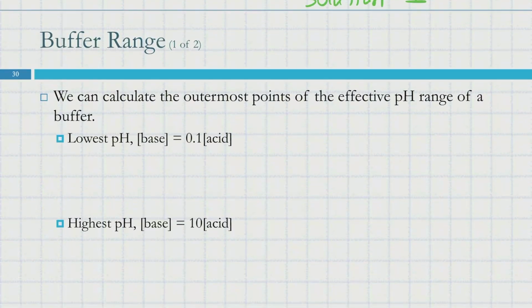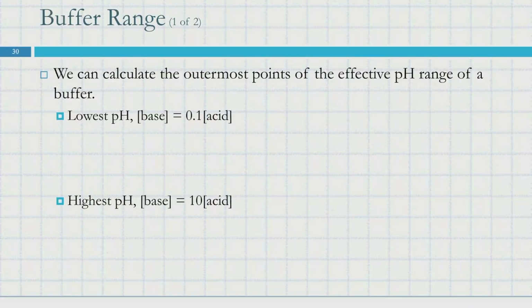For our buffer range, we can calculate the outermost points of the effective pH range of a buffer. This is especially helpful if you're going to be trying to make a buffer solution and you know what pH you want it to be in. This idea will help you select a good weak acid or weak base.